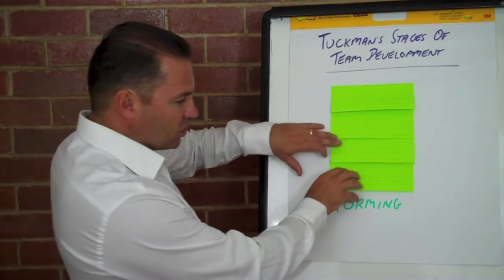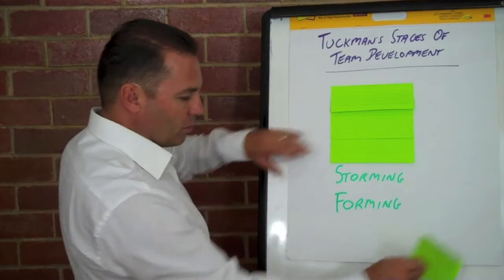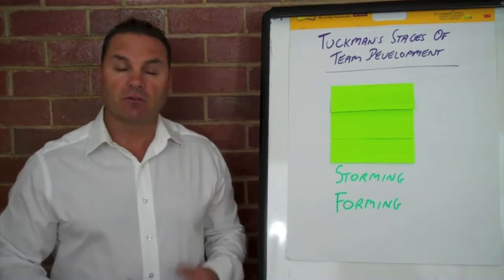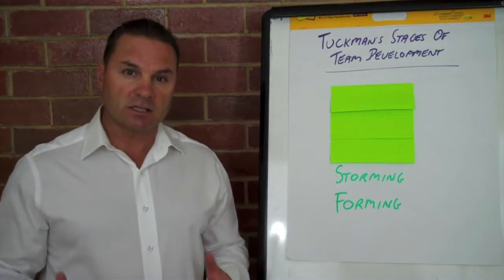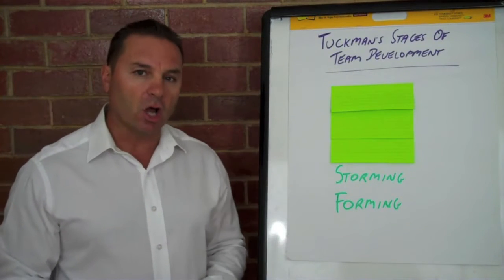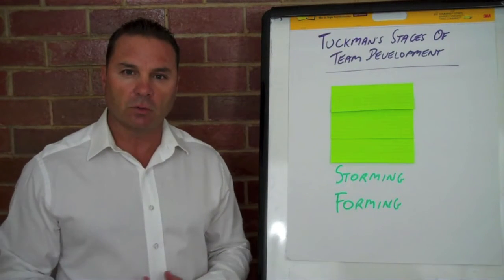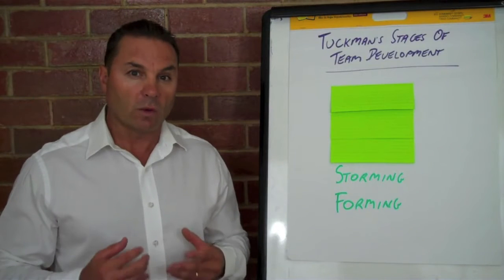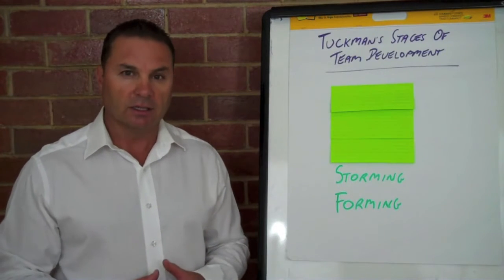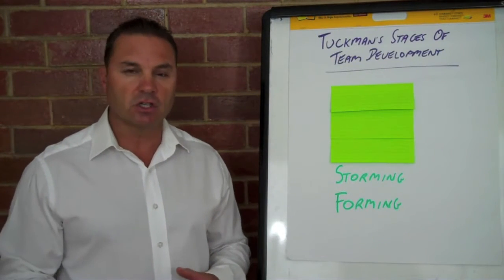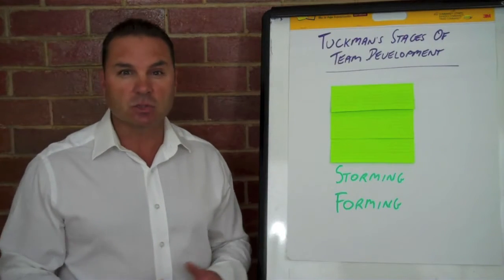The second stage is called storming. This is where we have now gone through the forming stage, we understand what our roles are, but we might not like what those roles are. We might not be doing roles that people believe are what their strengths are or what they should be. There might be confusion over the leadership or some unhappiness with the leadership.